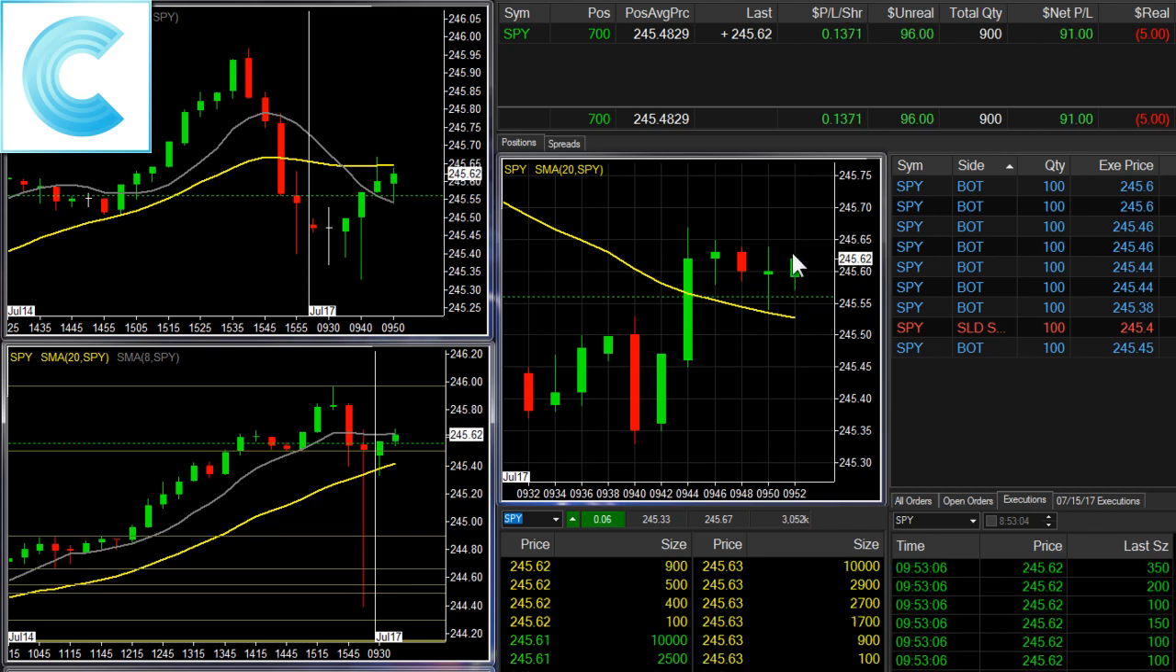Okay, so here we go, a little bit of a green bar. We want this to go over the high of the day, which is around the 245.65, 66, 67 area. We want that to accelerate well beyond that. And we'd like to see a trend take place.